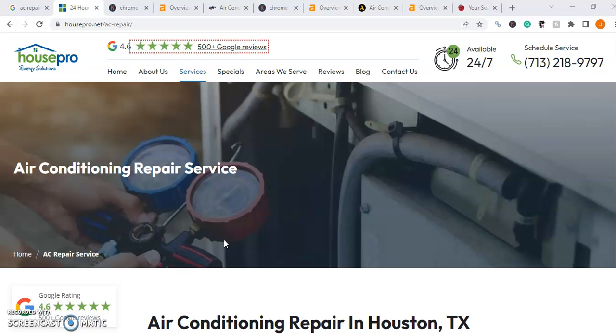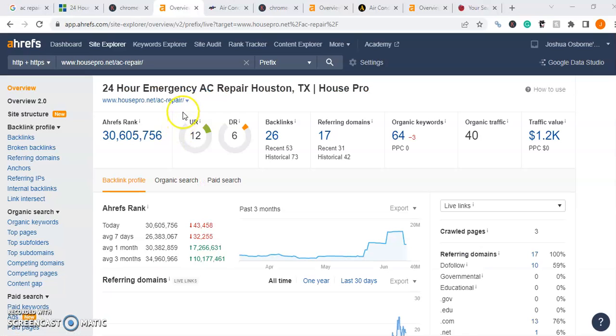So let's take a look at your current backlink structure using a tool I have called Ahrefs and determine what you're doing so far. Here we are in Ahrefs looking specifically at your AC repair page. We have a 12 UR, a 6 DR, generates you about 40 users every single month, and about $1,000 worth of traffic value. So let's discuss these metrics a little bit further.